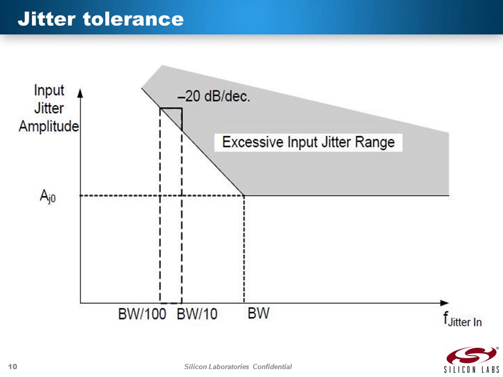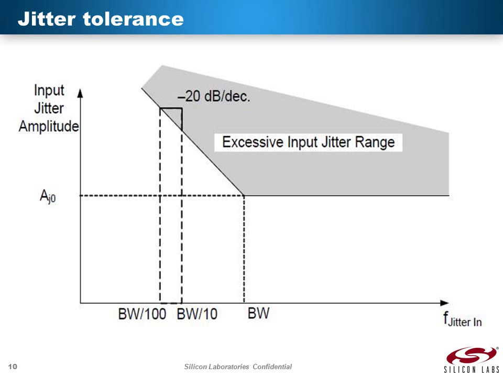Jitter tolerance is the amount of peak-to-peak jitter that can be applied to a PLL before it loses the ability to lock or maintain lock with an incoming clock signal. The jitter tolerance is affected by both the loop bandwidth and the offset frequency.